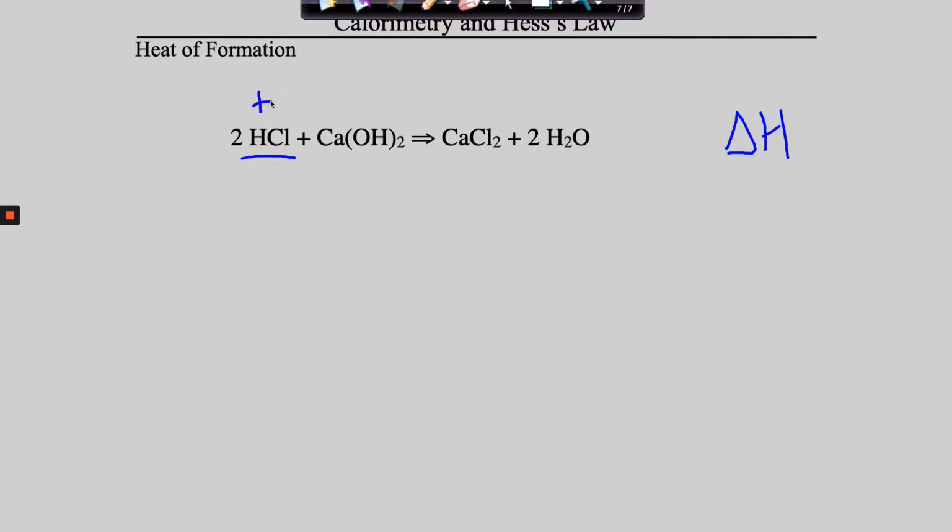Guys, what has to happen to the calcium hydroxide? It has to break apart. Does energy go in or come out? Energy goes in. What has to happen to the calcium chloride? Energy in or out? Energy goes out. And if energy goes out, this is negative. What has to happen to the water? Bonds form, energy out. And this is negative.